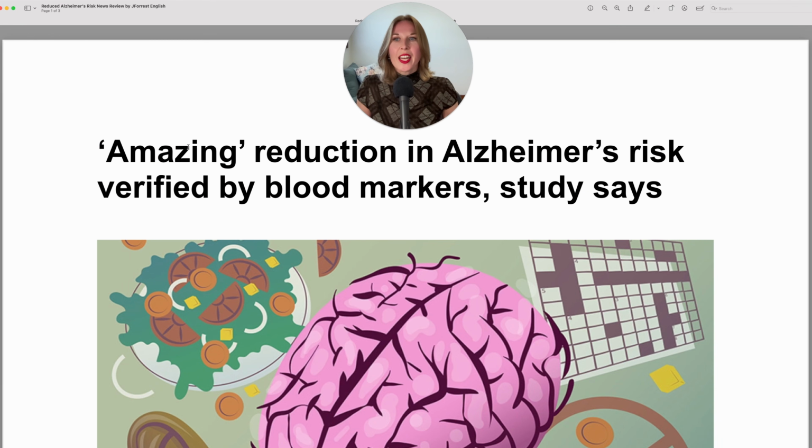Our headline: "Amazing" Reduction in Alzheimer's Risk Verified by Blood Markers, study says. First, let's talk about the pronunciation of this word.